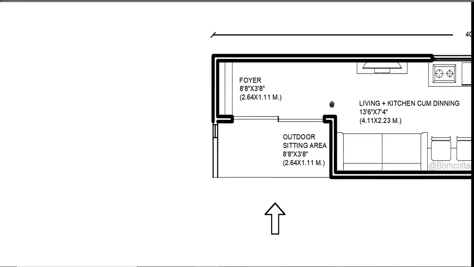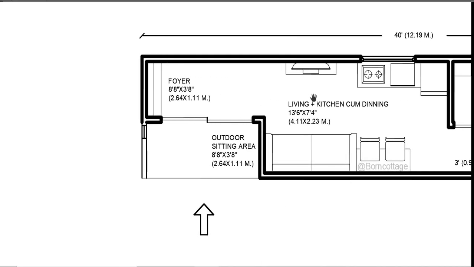On the right side we have a living plus kitchen cum dining area. You can see here the sofa arrangement, TV unit on the front wall, and also on the right side we have a kitchen cabinet with burner, sink and refrigerator arrangement, and on the back side we have a dining counter with 2 chairs and a large size window for ventilation and light purpose of this area.